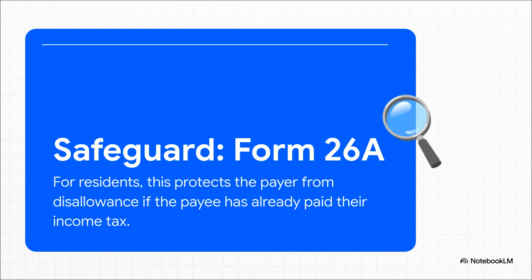But it gets even better, at least for payments made to residents. There's this ultimate safeguard, kind of like a get-out-of-jail-free card. The logic is simple. If the person you paid has already declared that income and paid their taxes on it, why should you, the payer, be penalized? That's where something called Form 26A comes into play.